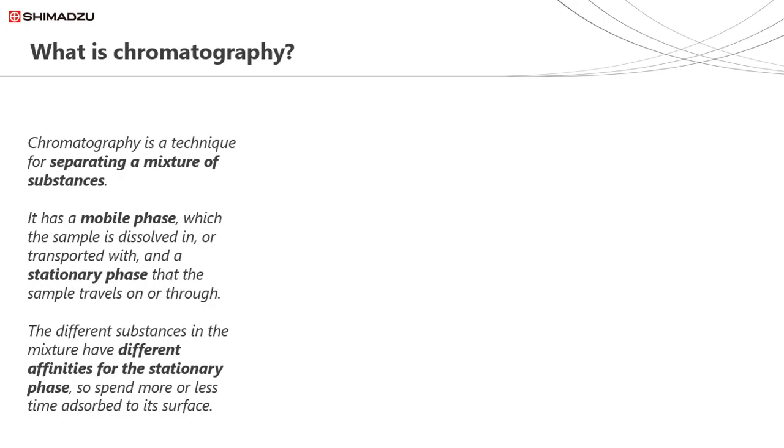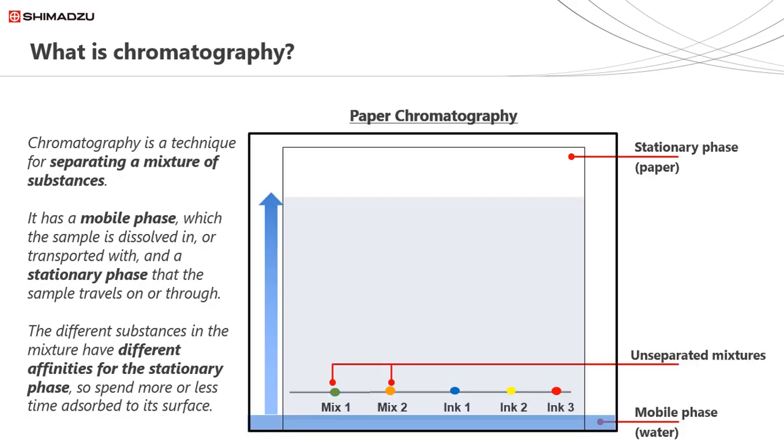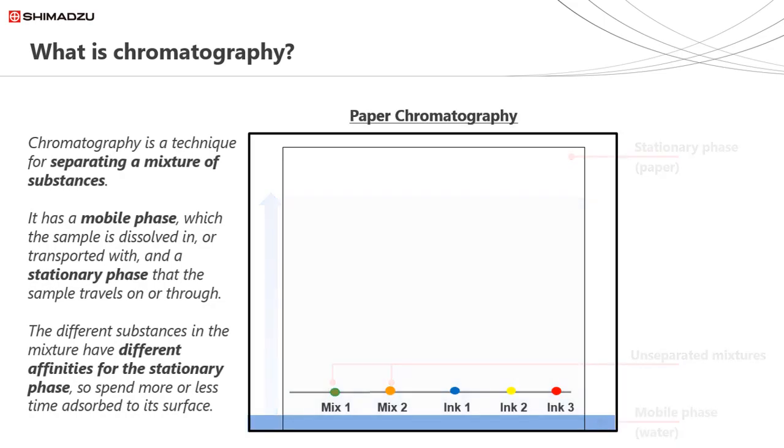Our first webinar started by looking at what chromatography was and used a paper chromatography example. The example showed the movement of the mobile phase across the paper, which allowed us to create a separation of our compounds into our final separated components. In this example, these were inks.